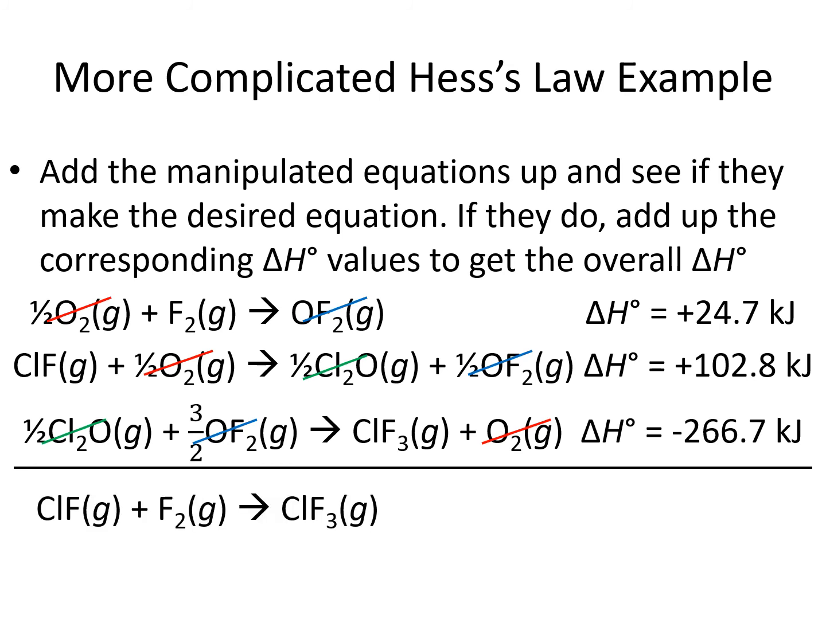So the things that didn't cancel out were the ClF, the F2, and ClF3, and they have the coefficients that we wanted. So we built our overall equation that we were trying to build. Since we have double checked that we have built our equation with our manipulated equations, now we can take our manipulated delta H's and add them up. So we have positive 24.7, and then we add positive 102.8, and then we add negative 266.7, and that gives us an overall delta H for this reaction of negative 139.2 kilojoules.